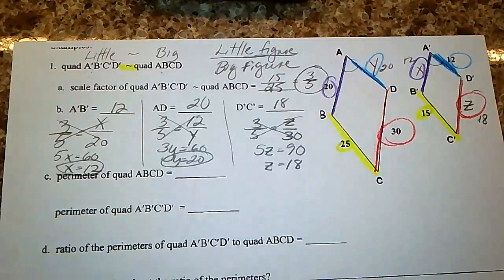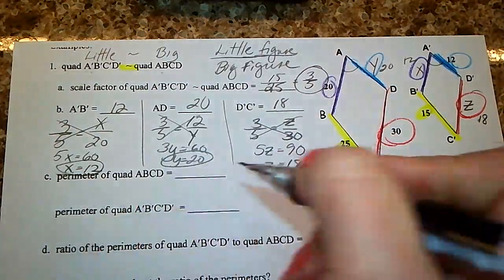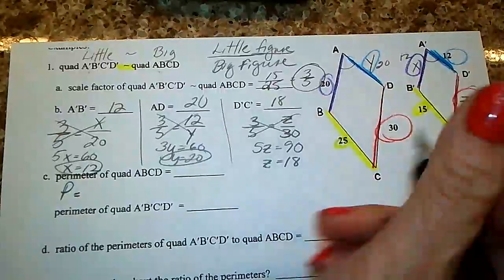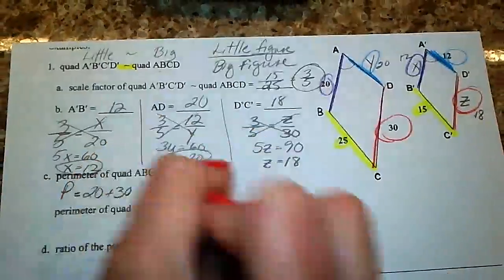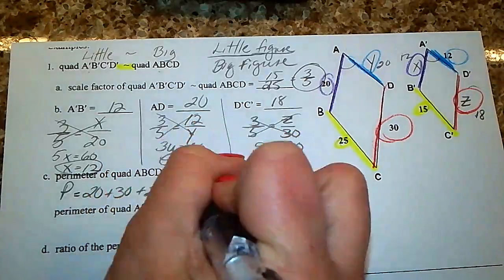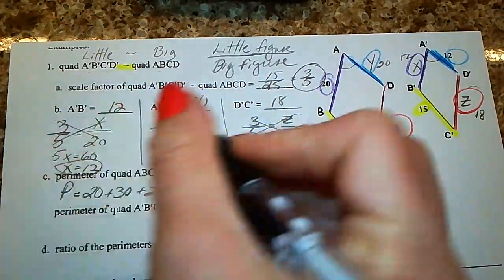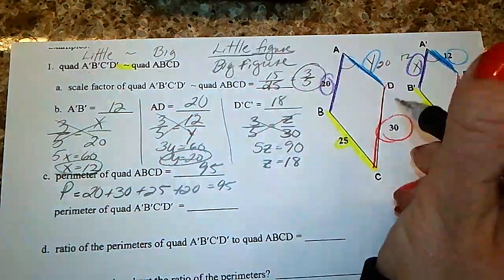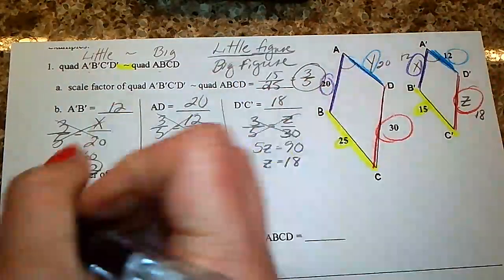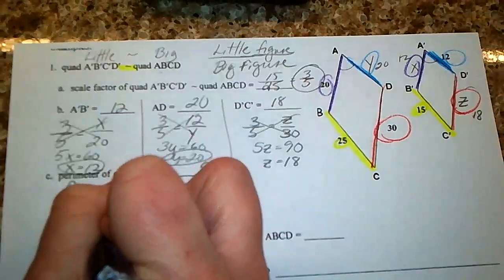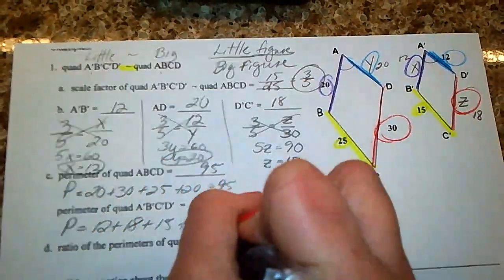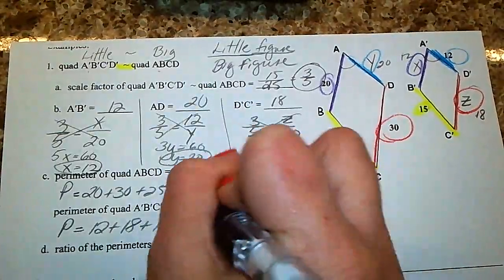Now the next question asks you to find the perimeter. Let's see, it wants us to find the perimeter of the big one first. So we are going to add up all of our sides. We have 20, 30, 25, and 20 there. So when you add all of that up, that adds to 95. So the perimeter of the big figure there is 95. And then we're going to do the little one. We're going to add the 12, the 18, the 15, and the other 12 together. And when we add those up, we get 57.